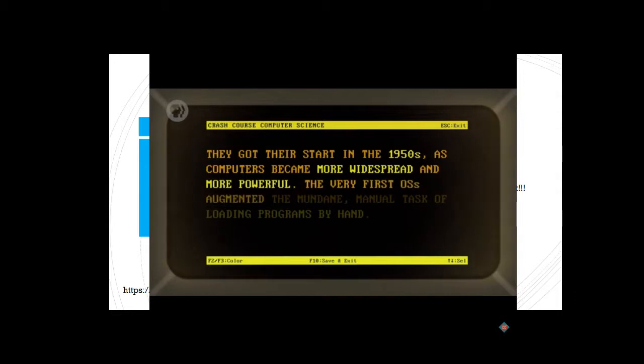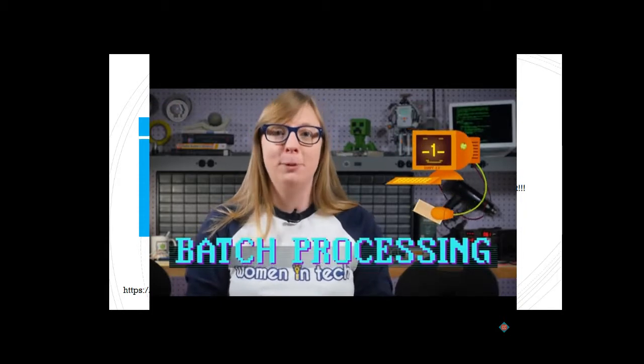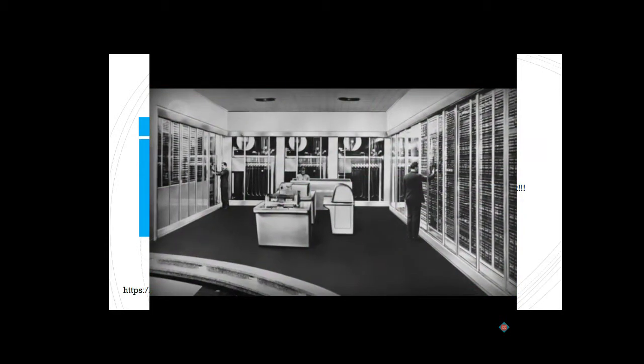The very first OSs augmented the mundane manual task of loading programs by hand. Instead of being given one program at a time, computers could be given batches. When the computer was done with one, it would automatically and near instantly start the next. There was no downtime while someone scurried around an office to find the next program to run. This was called batch processing. While computers got faster, they also got cheaper.